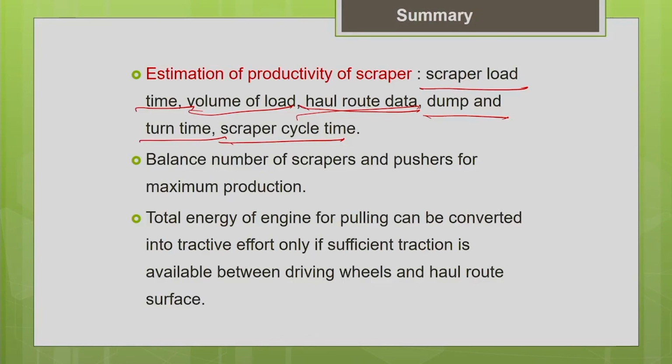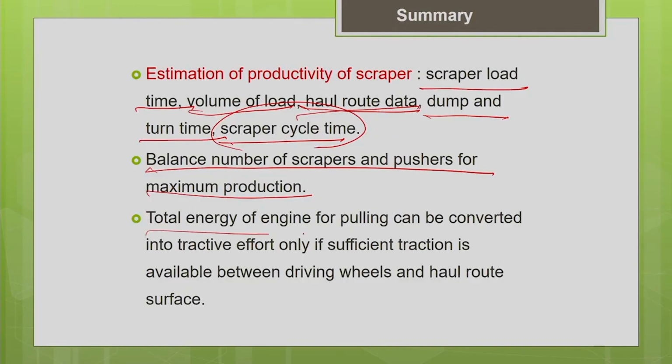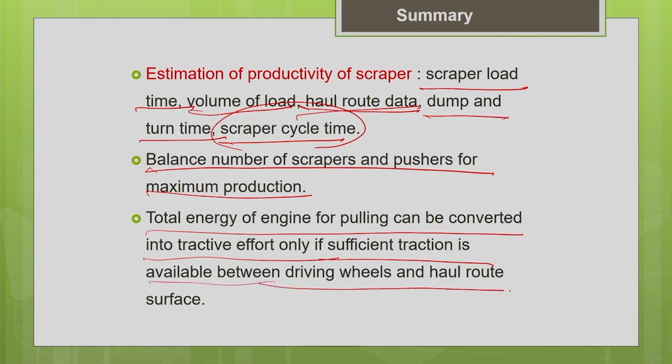Then you have to calculate the pusher cycle time based upon the loading method which we are going to follow. We have discussed different loading methods: backtrack loading, chain loading, shuttle loading. According to that you have to find the cycle time of the scraper and the cycle time of the pusher. Now, you balance the number of scrapers and pushers, so that there is minimum waiting time and the production will be maximum. Also you should always keep in mind that the amount of engine power that can be converted into usable power depends upon the coefficient of traction between the wheel and the ground. Only if there is sufficient traction will most of the engine power be converted into usable power. The total energy of the engine for pulling can be converted into tractive effort only if sufficient traction is available between the driving wheels and the haul route surface.